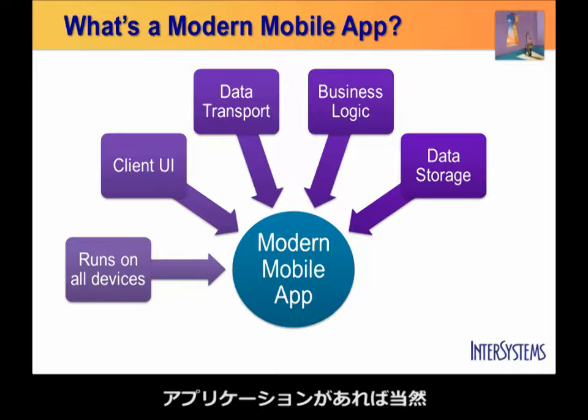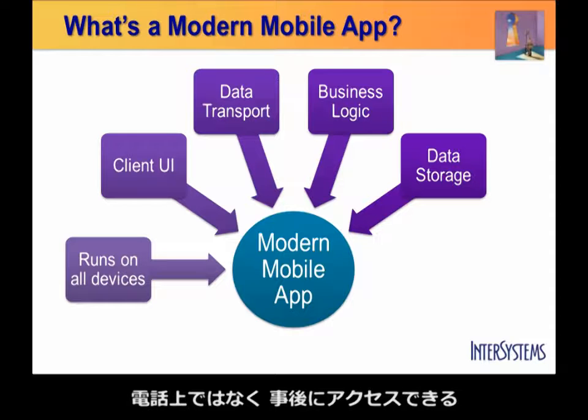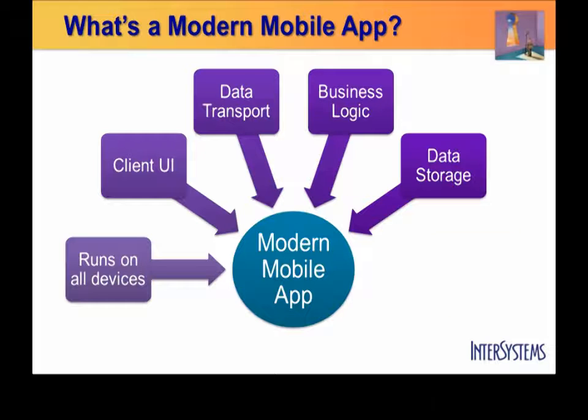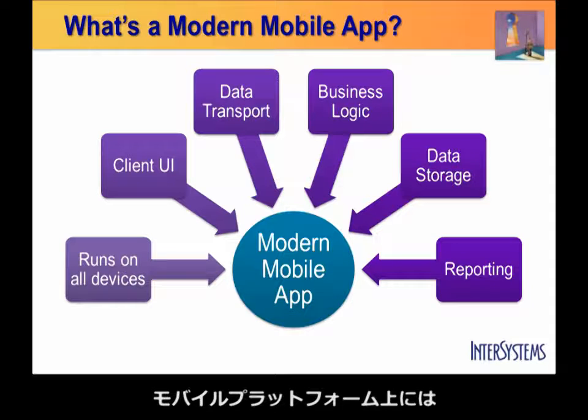You have to store the data, right? You have an application, and you need to be able to store the data somewhere. You're not going to store it on the phone. You have to be able to store it in a reliable place where you can actually get access to it after the fact. And you need to be able to provide some form of reporting on the mobile platform, okay?